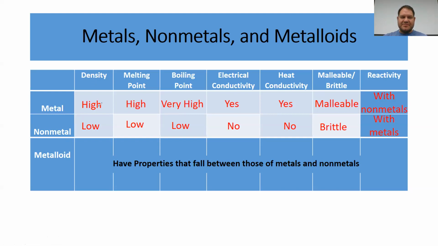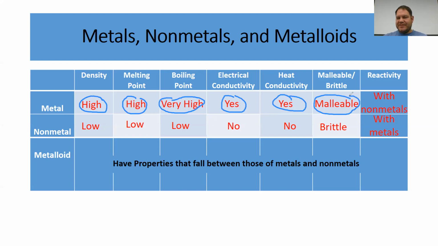So metals typically have high densities, high melting points, very high boiling points. They do conduct electricity, they conduct heat, and they're malleable. And the term malleable means that they can be bent. We can bend them, we can shape them. So they're very useful that way. And their reactivity is they like to react with nonmetals.